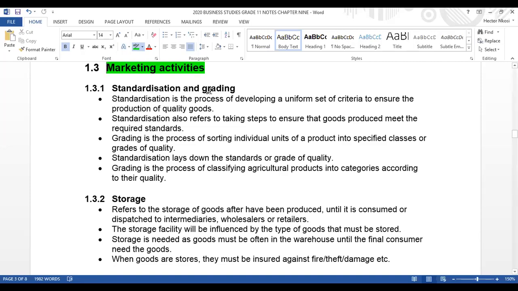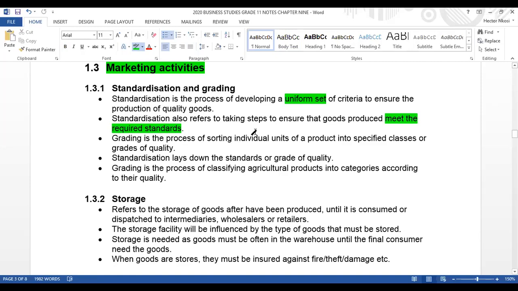With standardization and grading, we know that standardization is the process of developing a uniform set of criteria to ensure the production of quality goods, right? It has to do with a uniform set, meaning everything must be the same. Standardization also refers to taking steps to ensure that the goods produced meet the required standards, right?